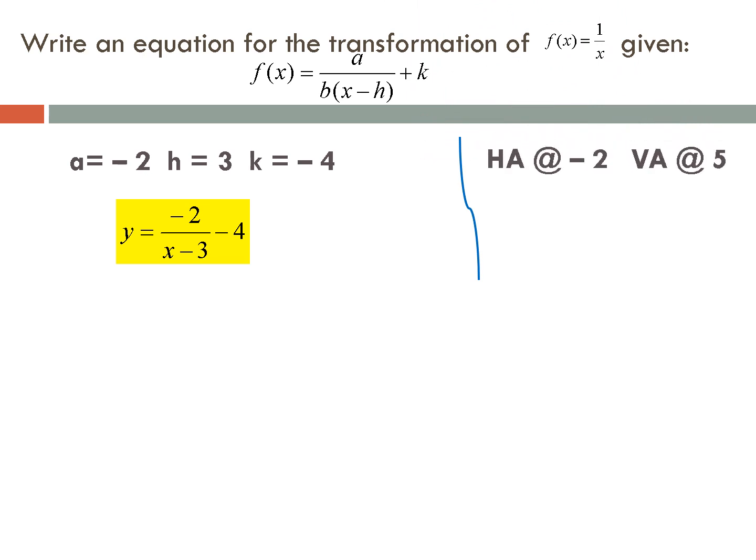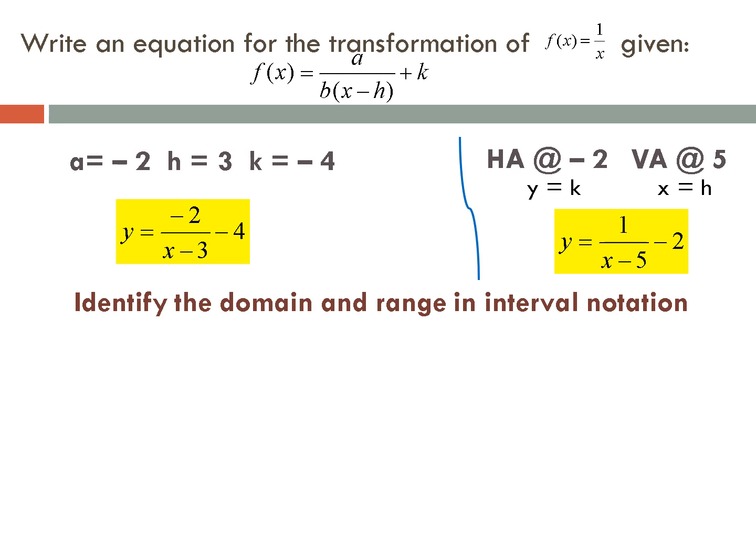Let's look at another example. Here they tell me that the horizontal asymptote is at negative 2 and the vertical asymptote is at 5. Well, I remember back from that slide that the horizontal asymptote is y equals k and the vertical asymptote is x equals h. So that tells me that k is negative 2 and that h is 5. It didn't tell me anything about a, so I'm going to leave a as 1. So my new equation is y equals 1 over x minus 5, minus 2.